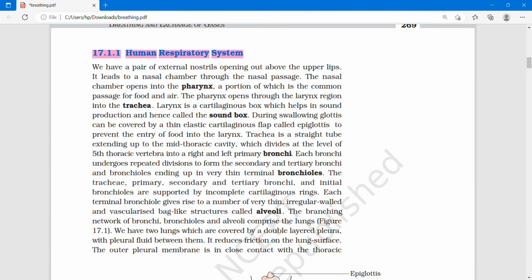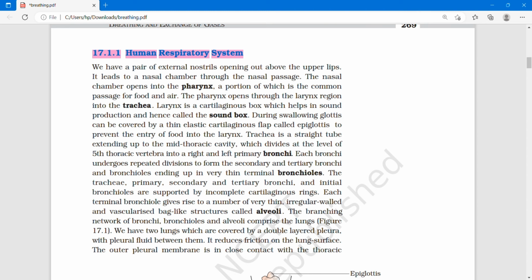Moving to the next topic, that is 17.1.1, human respiratory system. We have a pair of external nostrils opening out above the upper lips. It leads to a nasal chamber through the nasal passage. The nasal chamber opens into the pharynx, a portion of which is common passage for food and air. The pharynx opens through the larynx region into the trachea.